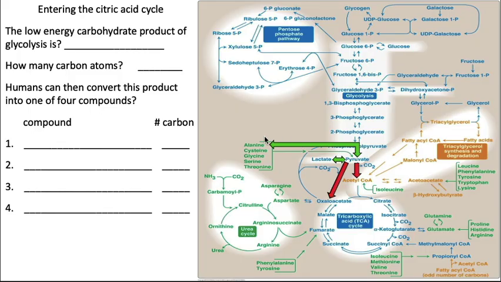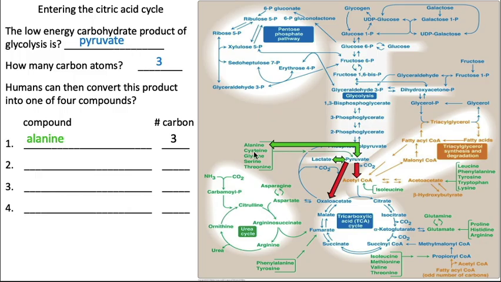Pyruvate can be converted to alanine with a simple reaction. Pyruvate can be used to make acetyl coenzyme A. Pyruvate can be converted to lactate, and pyruvate can be converted into oxaloacetate. Pyruvate can be converted to alanine. Now, can you tell me what type of reaction?